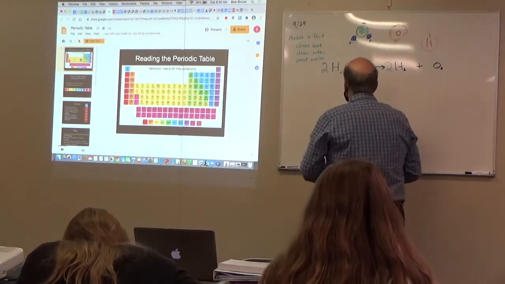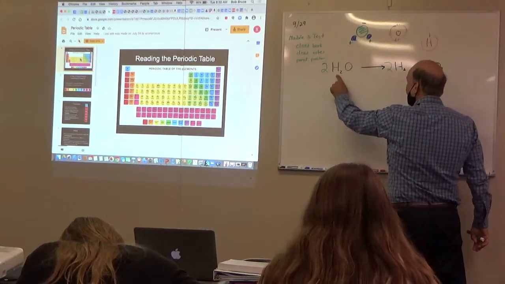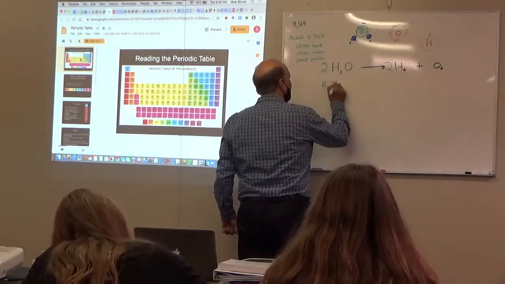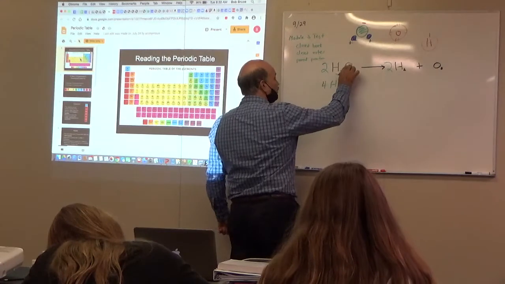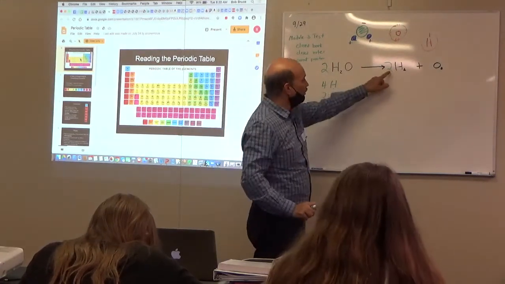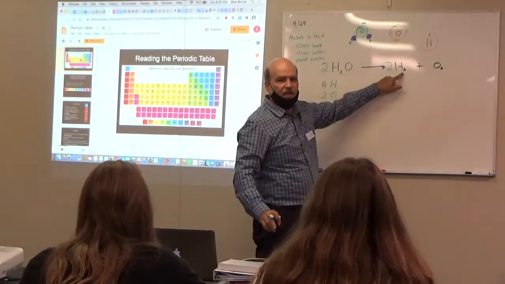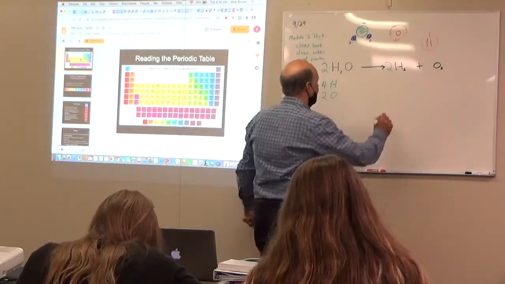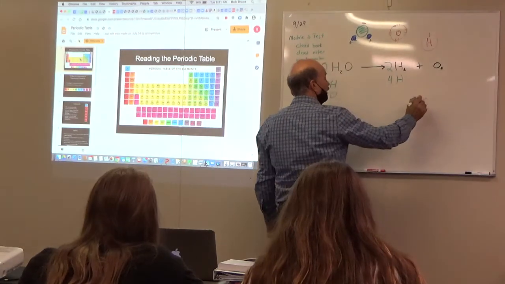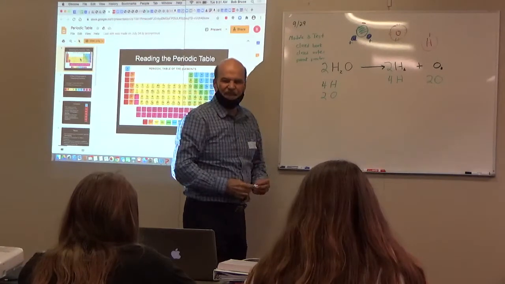If you count the number of atoms on each side, 2 water molecules, each one has 2 hydrogen atoms, so 2 times 2 says, you always want to do this check, 4 hydrogen. 2 water molecules, each one has 1 oxygen, so that means 2 oxygen. Let's take a look over here. 2 hydrogen molecules, each molecule has 2 hydrogen atoms, so that's 4 hydrogen. 1 oxygen molecule, but that oxygen molecule has 2 oxygen atoms. So it's the same. And that's important.